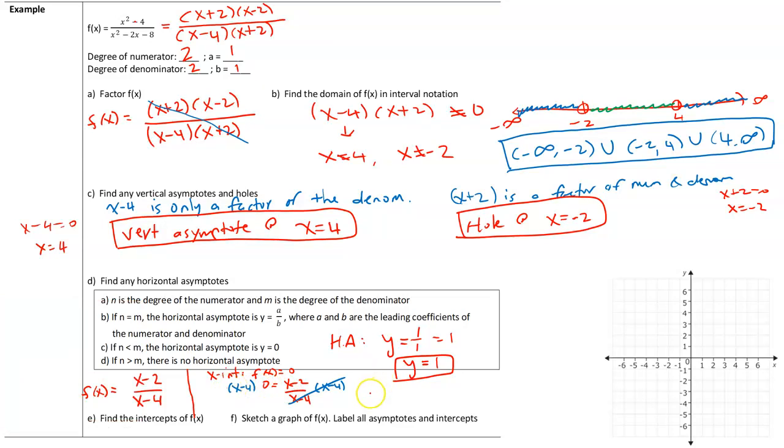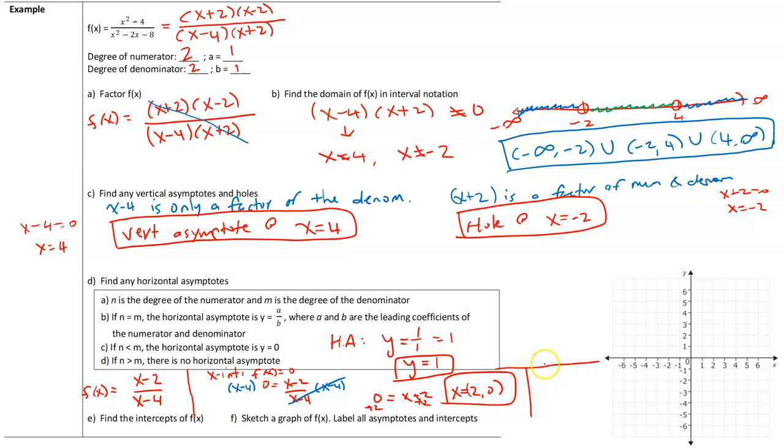I'm going to keep going over here. We're going to have x minus 4 times 0, which is 0, and that equals x minus 2. Now if I solve for x by adding 2 to both sides, I get that x equals 2. So my x-intercept is x equals 2, and the ordered pair is (2, 0). That is my x-intercept.